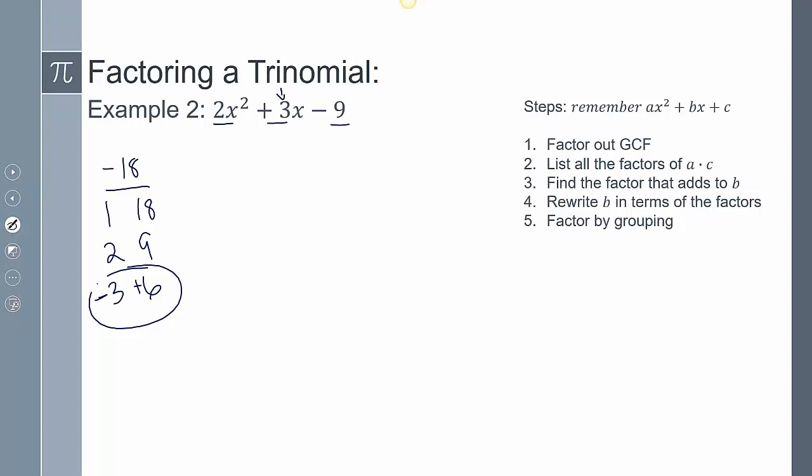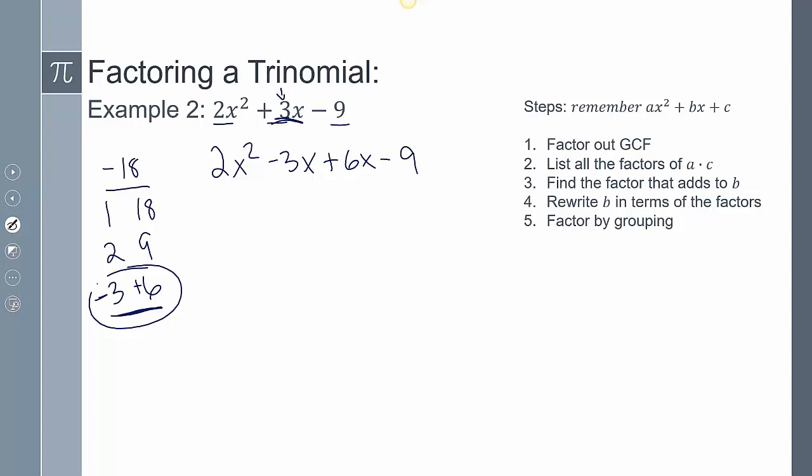Step 4, rewrite b in terms of those factors. So I need to rewrite b in terms of the factors. So I have 2x squared still. Now instead of 3x, I want to write it in this term here, so minus 3x and plus 6x, and then I have that minus 9.